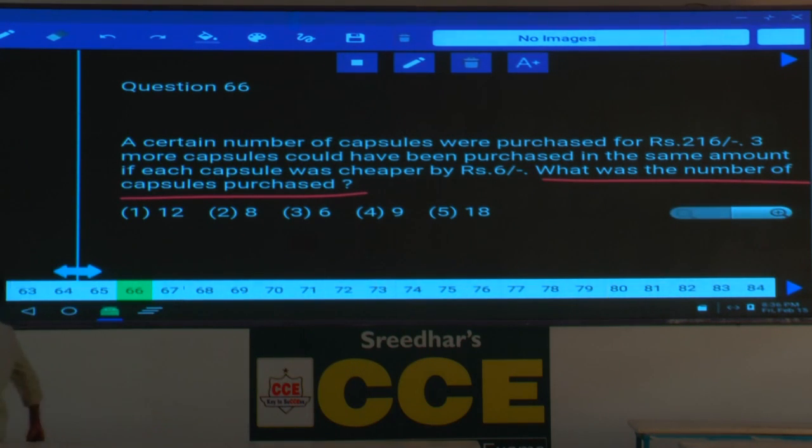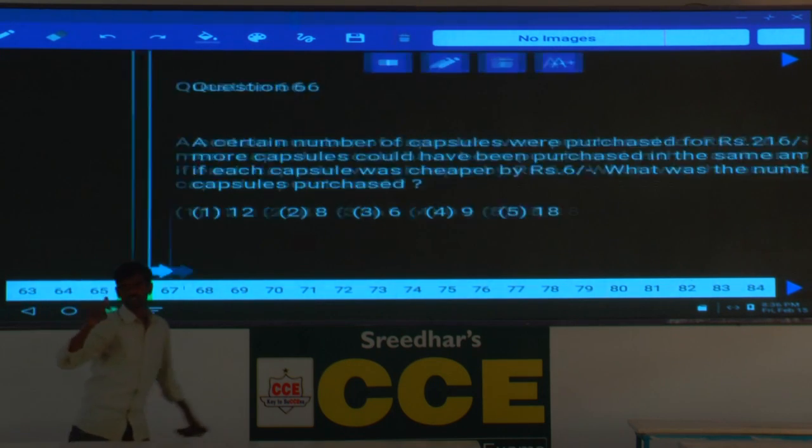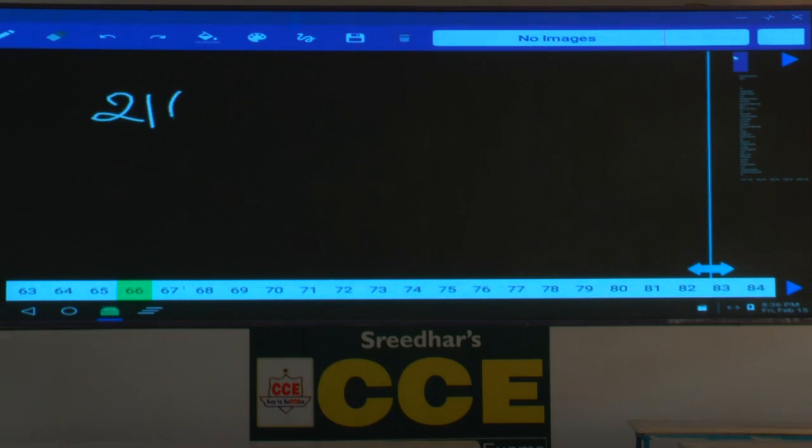The method we choose depends on your question. You are asked to calculate the number of capsules. Another question could be, what is the price of a capsule? As you are asked about the number of capsules, the total amount is 216. We are using 216 in two different cases. Your question is about how many capsules were there. What is the other case?